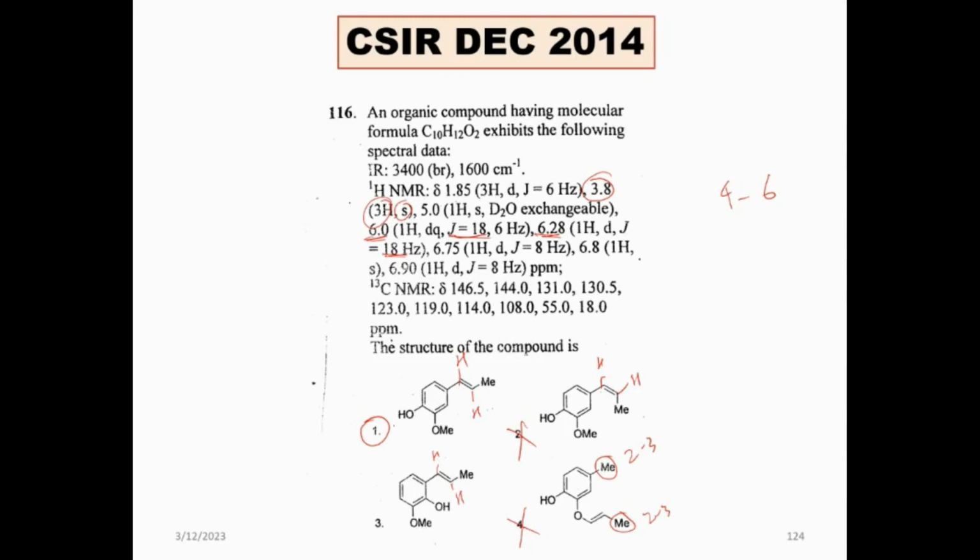So trans coupling. Therefore I can rule out option 2, because this is cis coupling. Cis coupling will be nowhere near 10 hertz. It is 10 to 12 hertz, so it is 18 hertz. So trans. So I ruled out 2. Very good. Next.